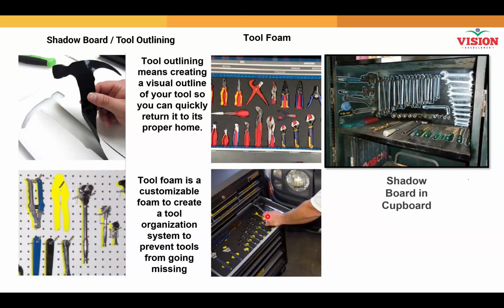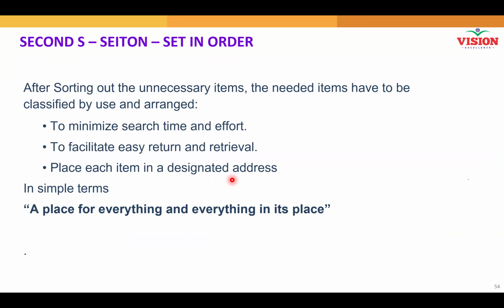And then again, these are some specific storage boxes that were ordered, and then it is used. So these are all examples of set in order. So after sorting out the unnecessary items, the needed items have to be classified in terms of use and arranged. The idea is, you should be able to minimize the search time. At the same time, you should be able to retrieve it whenever needed.